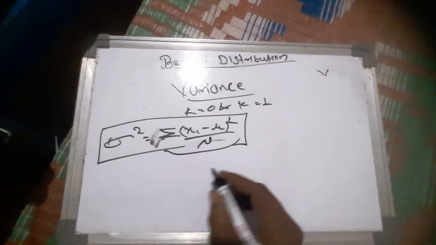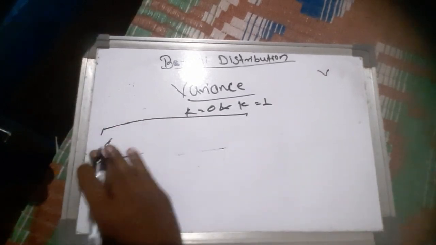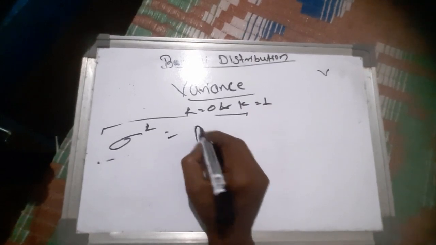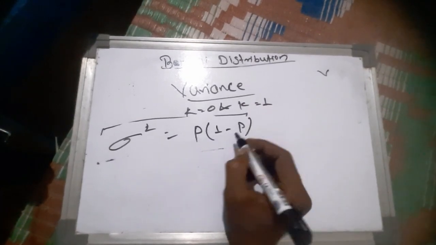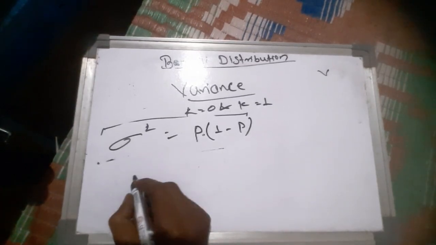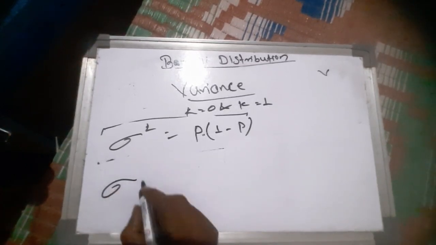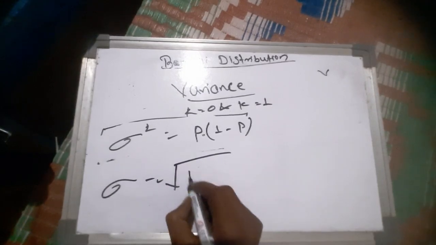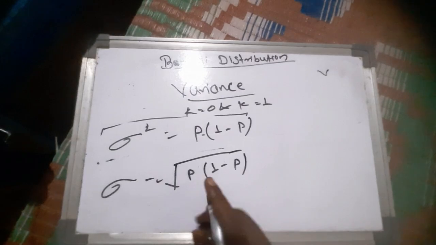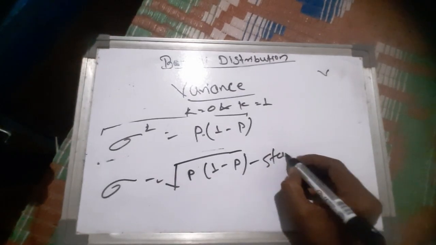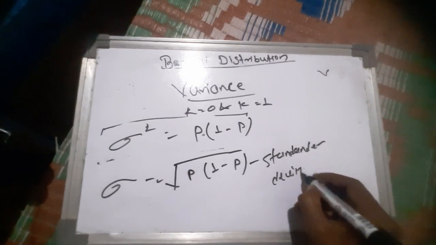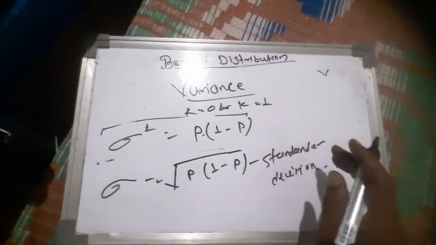In simple terms, the formula for the variance is nothing but p(1 minus p). This is the formula for variance. And we talk about the standard deviation. The standard deviation is nothing but the square root of p(1 minus p). This is the formula for standard deviation. So all set.